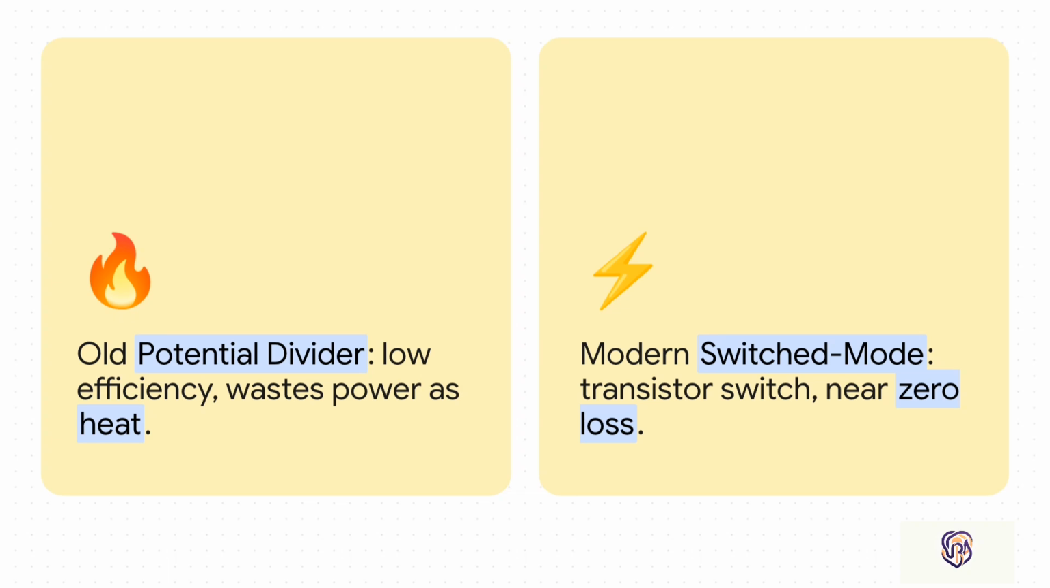Just terribly wasteful. But in modern electronics, we use switched mode operation. In this setup, a transistor acts as a super fast on-off switch. Because that switch is only ever fully on or fully off, there is practically zero power loss. It's a game changer. But while this brilliantly solves our heat problem, it introduces a brand new headache: a really choppy pulsing voltage that our sensitive microchips will absolutely hate.